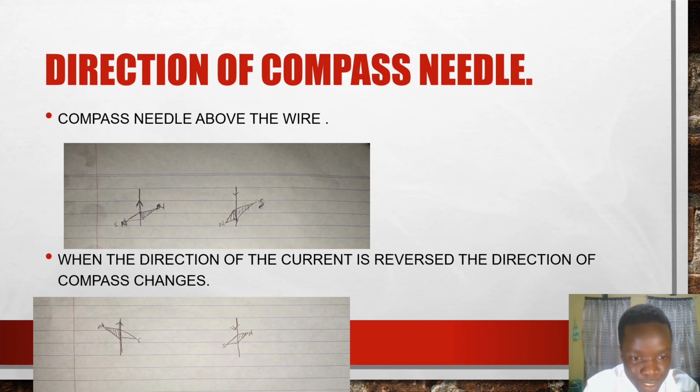In the second picture, the current is moving upwards, but the difference is the compass needle is below the wire. So we can take a scenario of a swimmer swimming while facing downwards. Hence, while moving upwards, his left hand will be towards this side, and while moving downwards, his left hand will be towards this side.